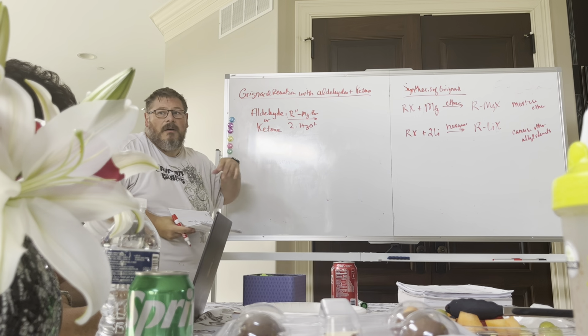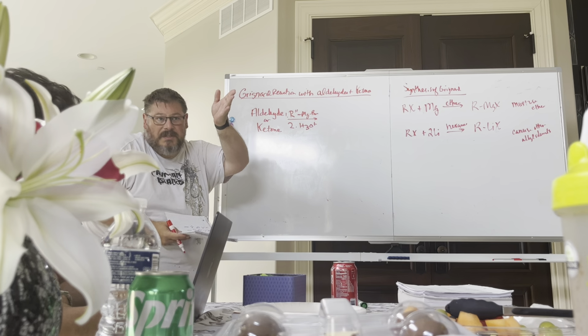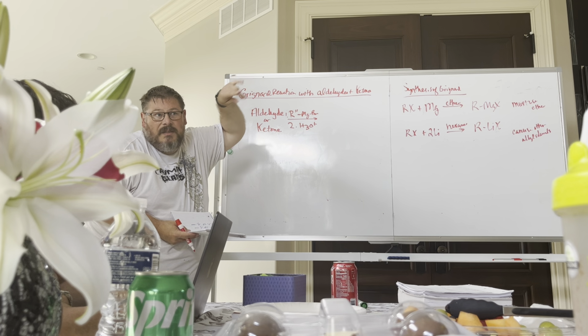So first step is to add the R group to it. Then the carbonyl part's going to swing upward, make the oxide, and then you protonate it to make the alcohol.